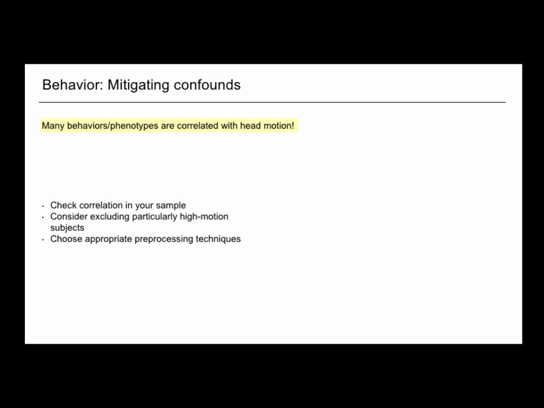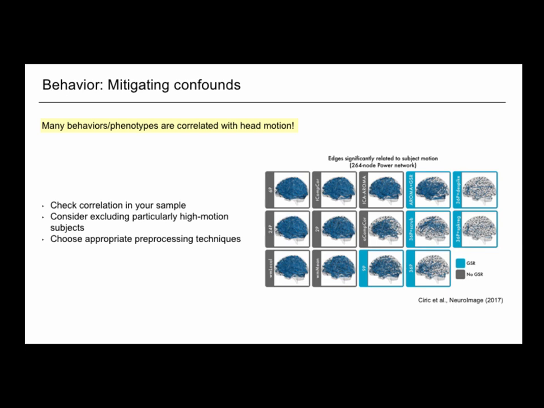One thing is to choose appropriate pre-processing techniques, which could be a whole talk in and of itself, but I thought this is a pretty interesting recent paper where each of these little boxes is the same exact data analyzed with different pre-processing streams, and they're looking to see how many of the edges in the brain correlate with head motion after different pre-processing strategies. And so you can see that, if you do basically nothing, almost all of the brain is going to be correlated with head motion, whereas you can really reduce those systematic correlations if you do careful pre-processing. You can also, of course, always use motion as an explicit covariate, which I would always recommend doing when you're looking at individual differences.